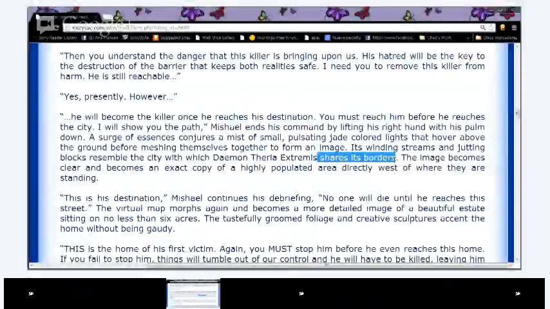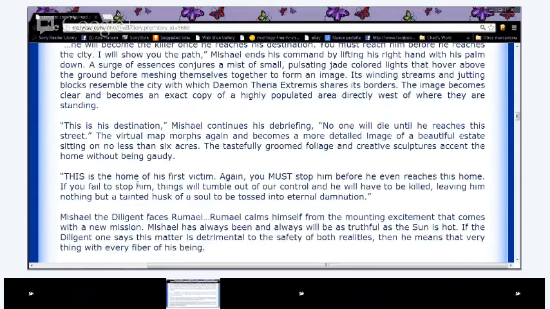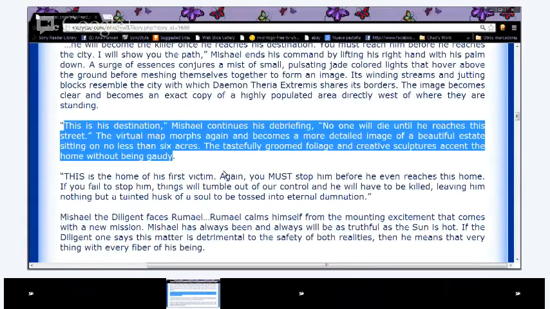Let's go to Enrique. Enrique, yes. Let me have you read this next paragraph, please. It's very noisy now. Okay, have not read yet. Enrique Benito, I have two Enriques here. So Enrique Benito, let me have you read from where it says "This is his destination."